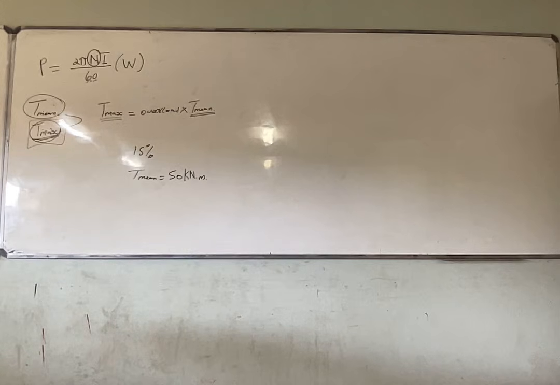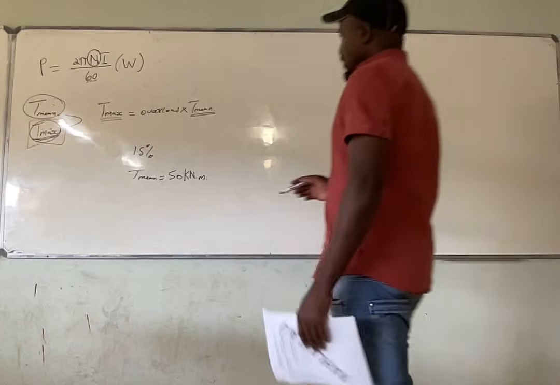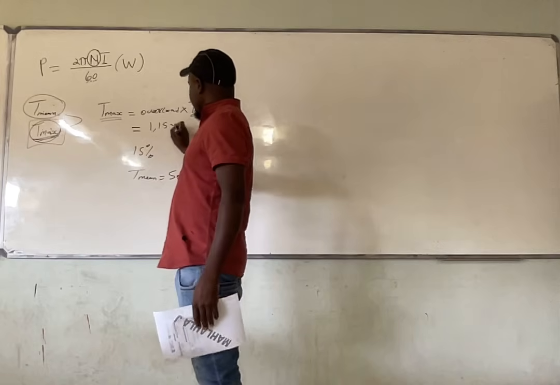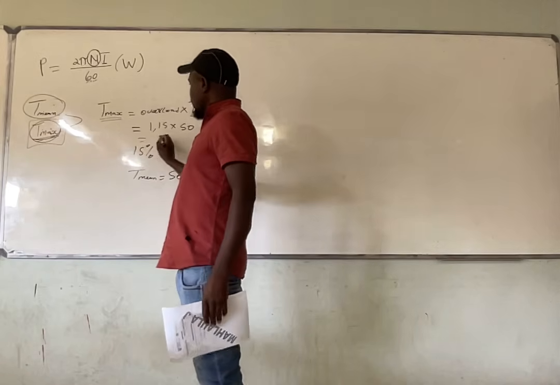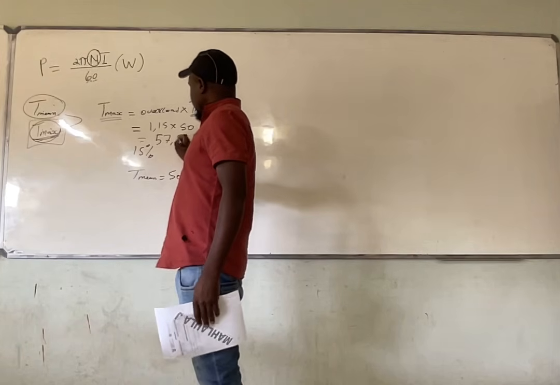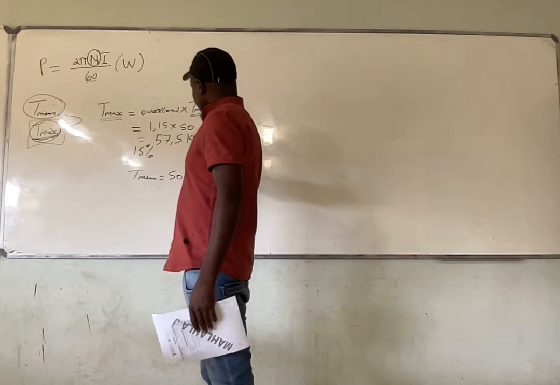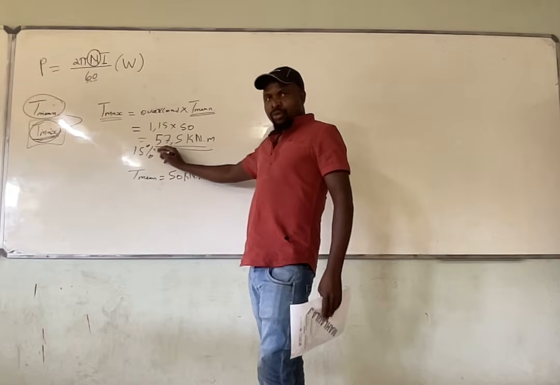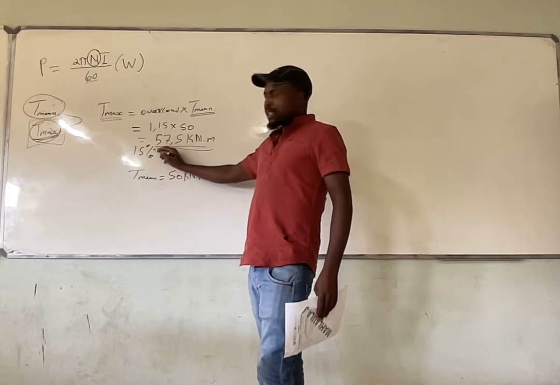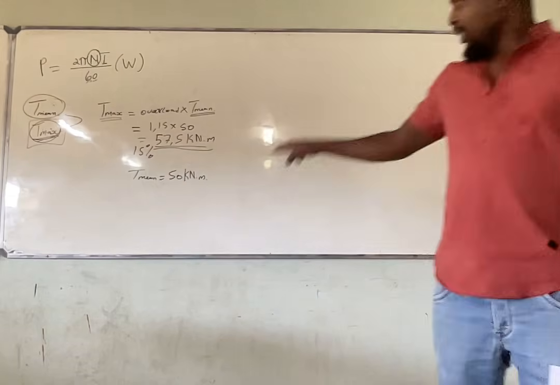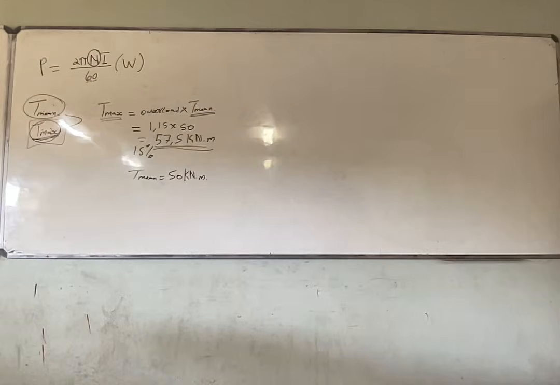What do you get? 57. 1.15 times 50, you get what? 57.5 kilonewton meter. So this one will be your maximum torque. It is the maximum torque which your shaft can take. Meaning in this case, the shaft cannot take more than that.